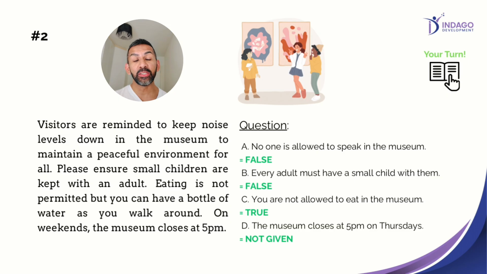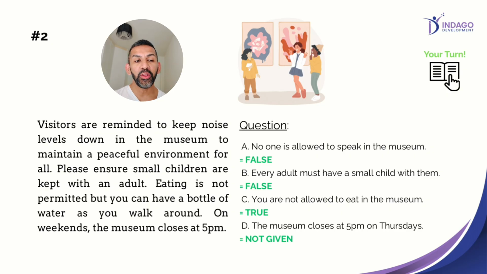Pause the video, read the full statements, and decide whether it's true, false, or not given. Over to you. Okay, once again, I did not read the statements to you. That's for you to read, to understand, and then decide. A, no one is allowed to speak in the museum. Well, that's false, because at the very top of that paragraph, it says visitors are reminded to keep noise levels down. That does not mean silent. It just means you need to speak quietly.